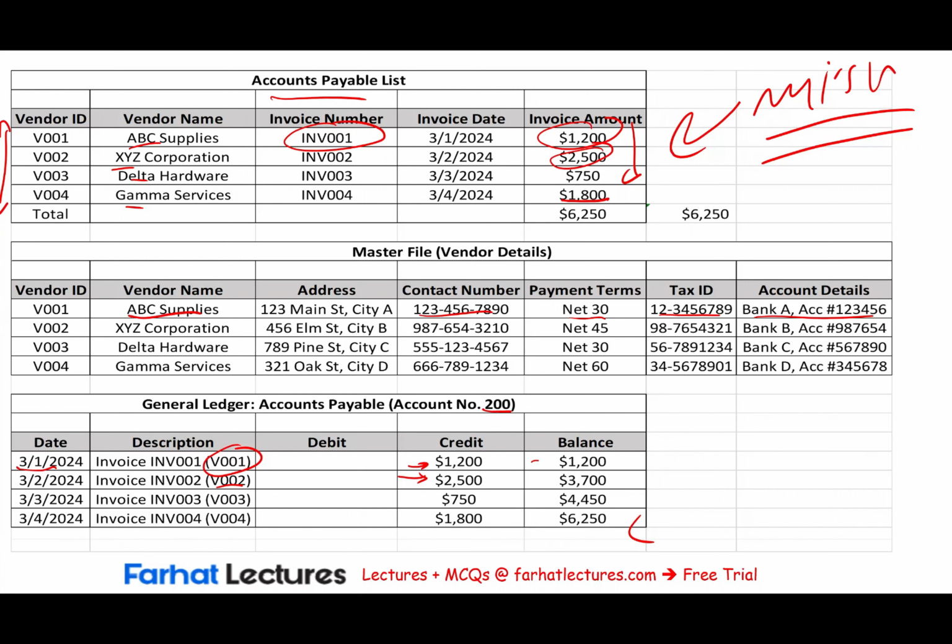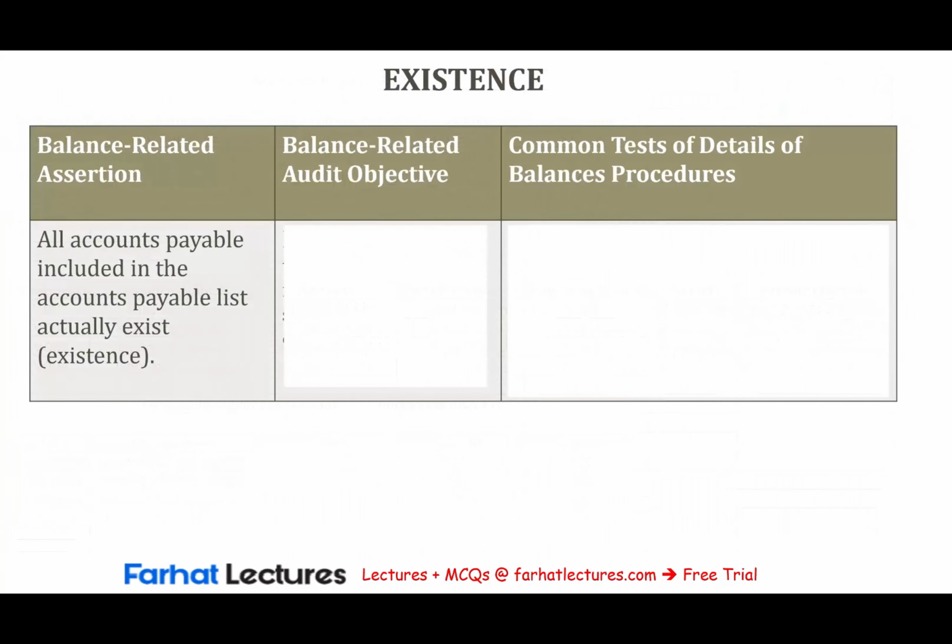So if I look up ABC, you are clicking on ABC Supplies. When I click on ABC Supplies, I should see the details of invoice 001, and I should see within that invoice details about the amount 1,200. So I would look at that as well as part of my accuracy, valuation, and allocation. You want to make sure the amounts are correct, and this is what I would do.